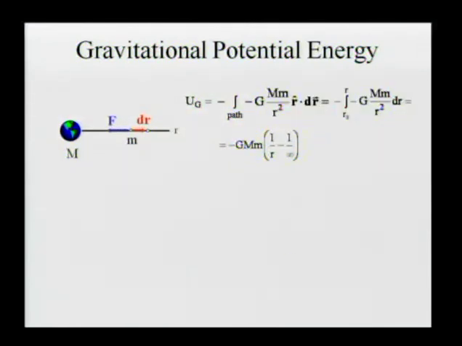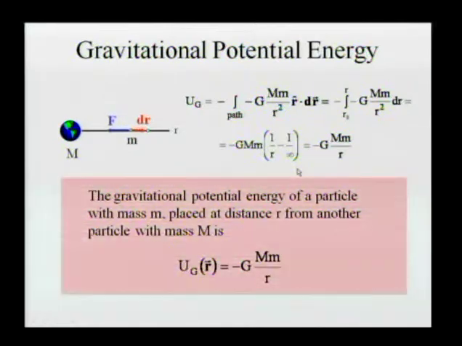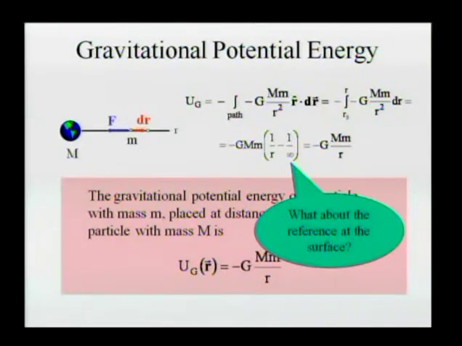Choose the reference point for gravitational potential energy at infinity, because 1 over infinity is 0, and the expression for gravitational potential energy is, in this situation, minus G, the gravitational constant, times the mass of the planet, times the mass of the object, divided by the distance of the object from the planet. Now, I still want to ask one more puzzle about it.